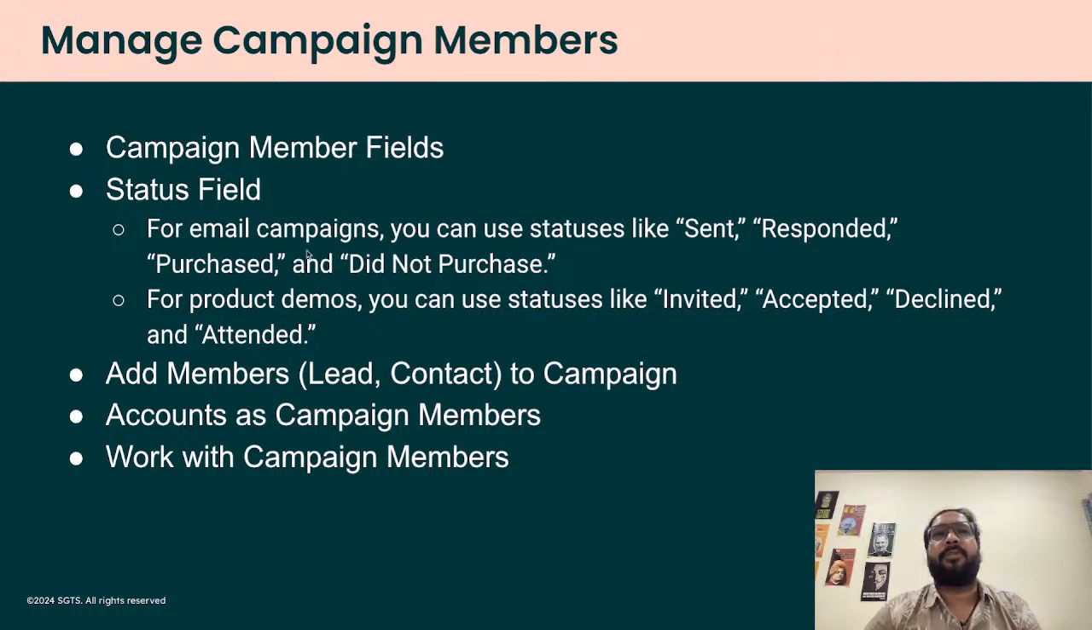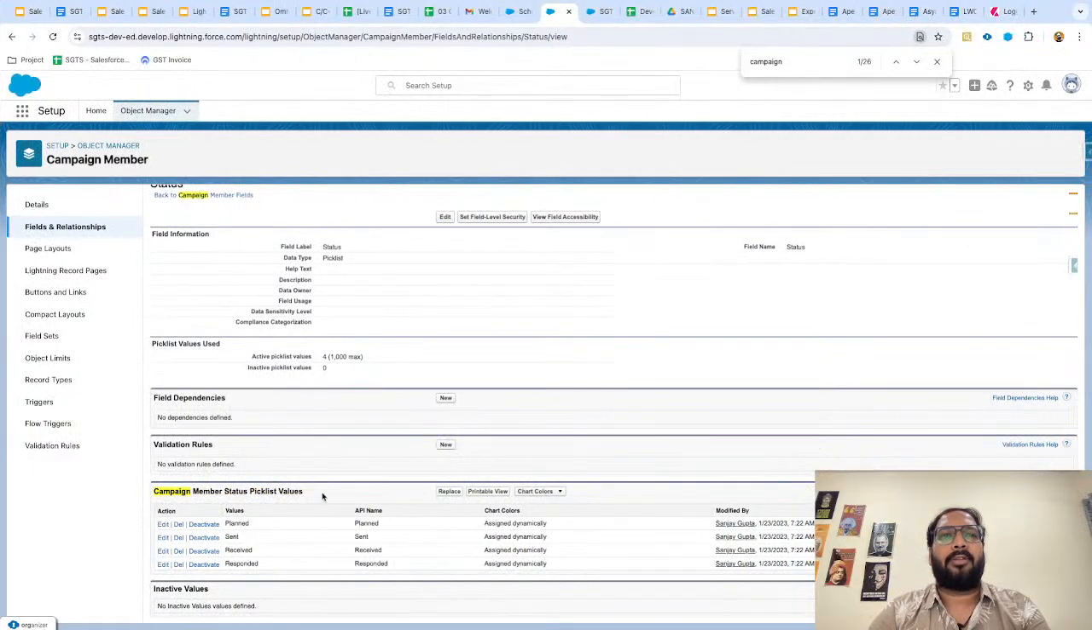For example, if you are running an email campaign, you will be using sent, responded, purchased, or did not purchase. Similarly, if you are doing a campaign for product demo, you can use statuses like invited, accepted, declined, or attended. Right, so for different campaigns you can have different types of statuses. As per the business requirement, you can have more pick list values in this status pick list, which is available under campaign member.